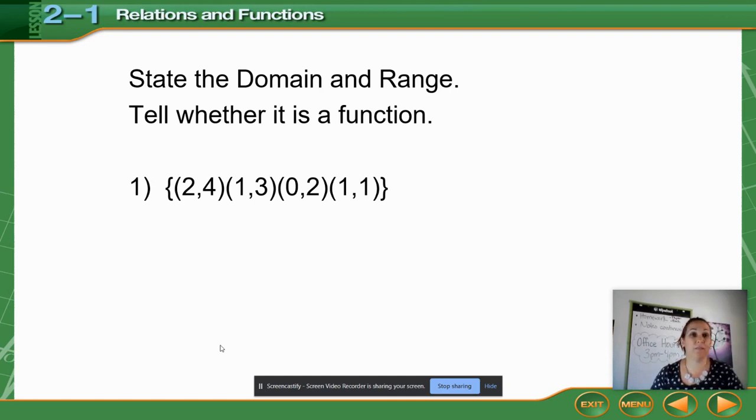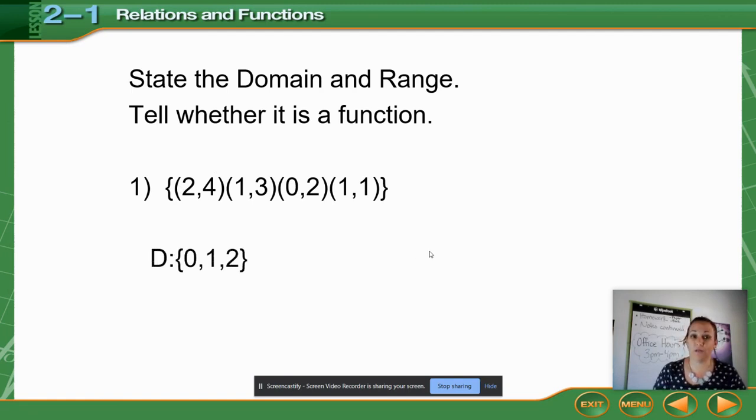To find the domain, I'm literally just going to list out all of the x's. I do want to go in numerical order, so looking at them, I see a 2, a 1, a 0, and a second 1. I'm going to start with the 0 because that's the smallest. 0, 1. I'm not going to repeat the 1, and then I'll write 2. So my domain is 0, 1, 2.